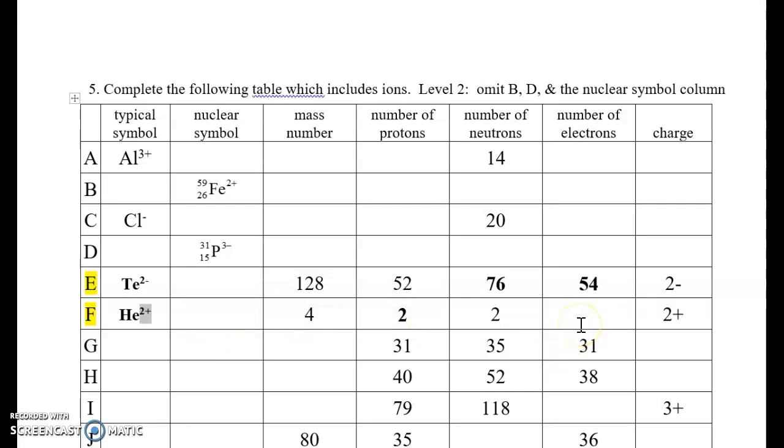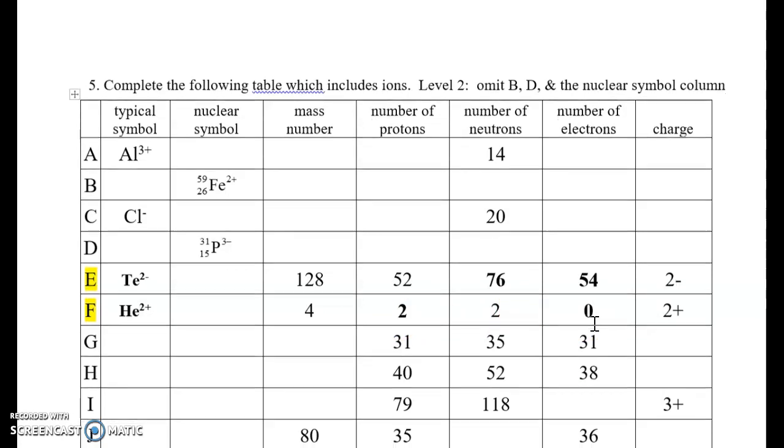Okay, and the last thing we need here is the electrons. And 2 plus charge means that there are 2 more protons than electrons. There's 2 extra positives. There are only 2 protons, so that means there are 0 electrons here. And we'll figure out how that happens a little bit later on. So that's 5.